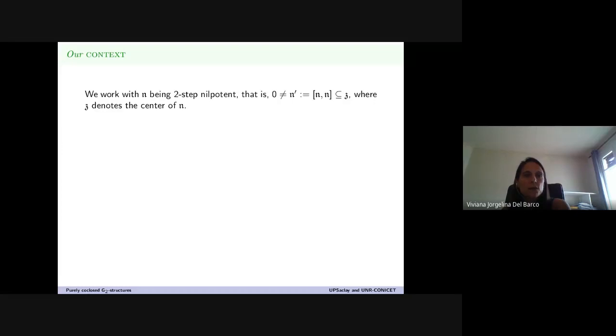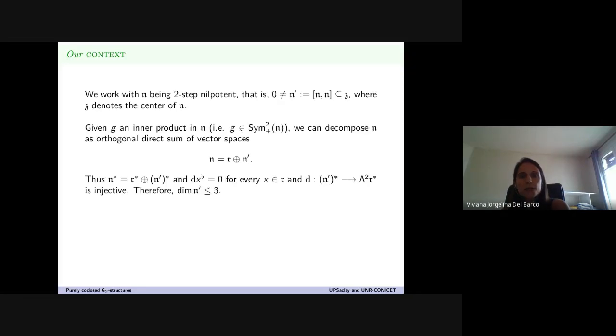So our context, we work on two-step nilpotent Lie algebras. This means that the derived algebra, or the commutator, of our Lie algebra is contained in the center. And so if we put an inner product on such a Lie algebra, we can decompose N as a sum of vector spaces, which is N prime and its orthogonal complement. So using the metric, we identify the dual of N with the dual of R and N prime. It is well known that the differential of R, the orthogonal of the derived algebra N prime, is always 0 on a dual element of R. And the differential is non-zero on N prime, and it arrives in lambda2 of R. This is usual for two-step nilpotent Lie algebras.